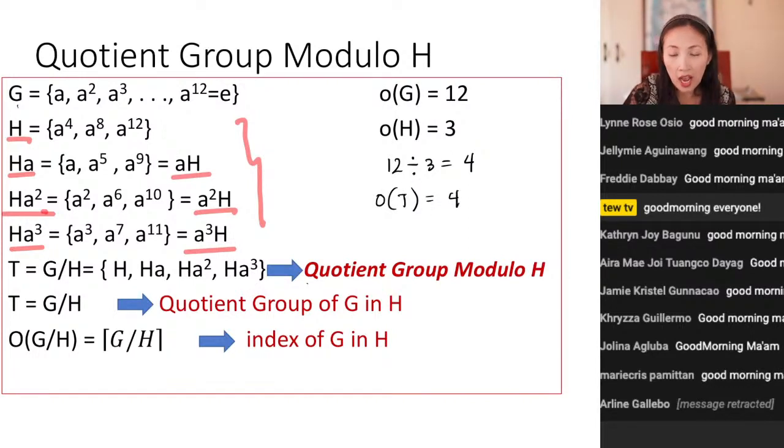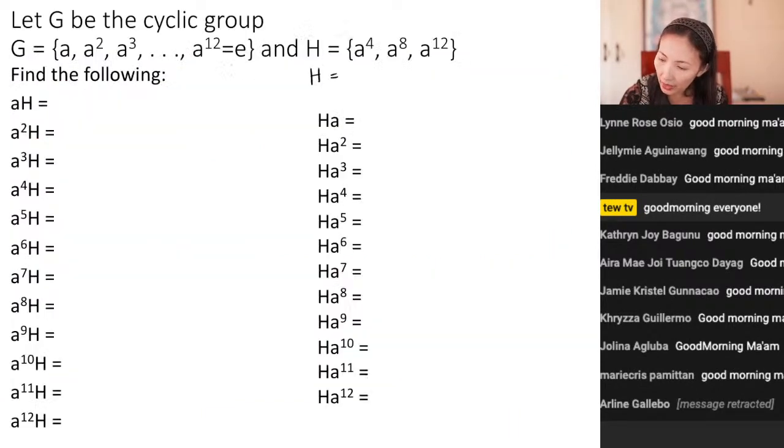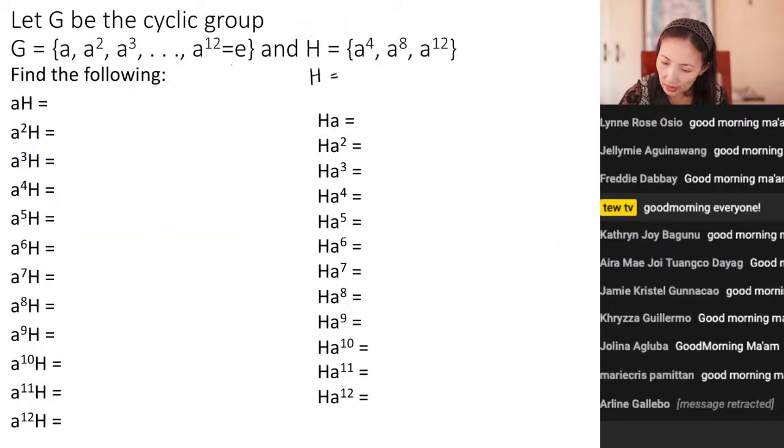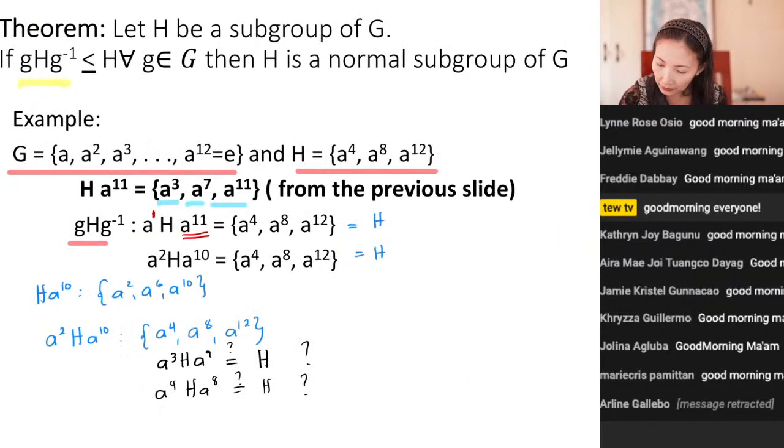True enough. How many elements are there for T? We have H, HA, HA squared, and HA cubed. 1, 2, 3, 4. Okay? 4 elements. Okay, there are 4 elements. Now, let's go back to the previous exercises or problems rather and check the quotient group modulo H. Saan yung kanina natin na Z sub?